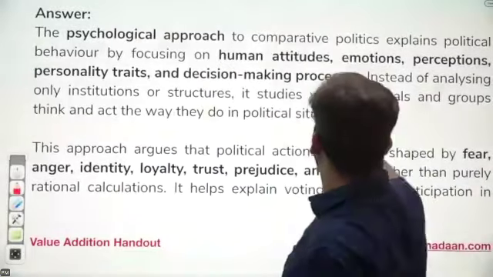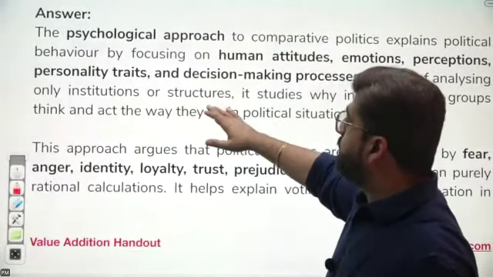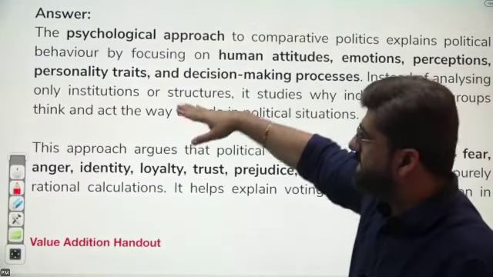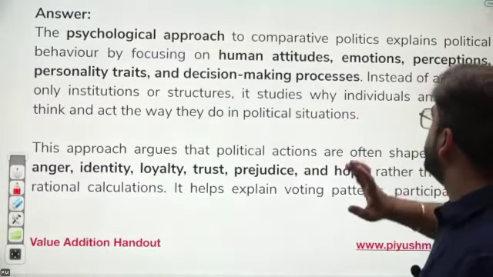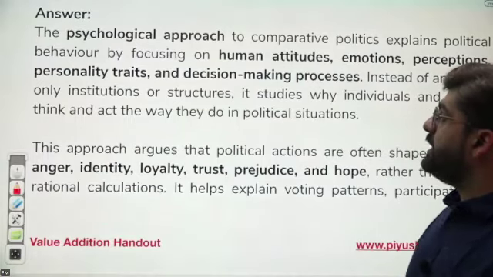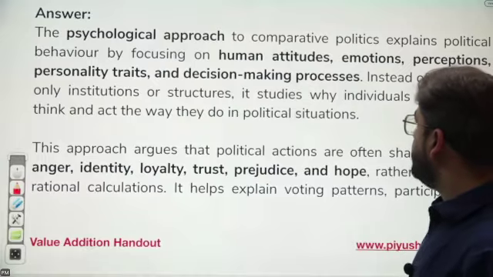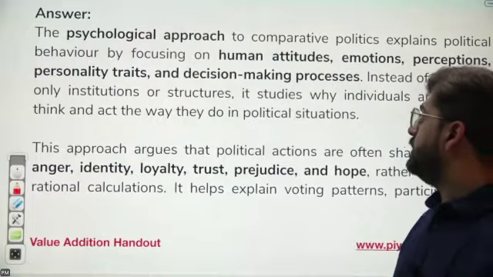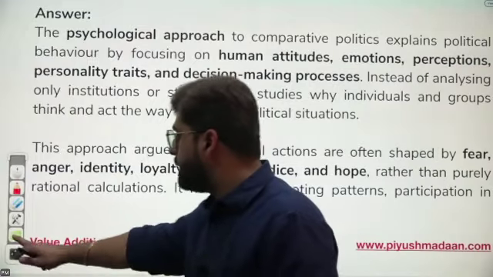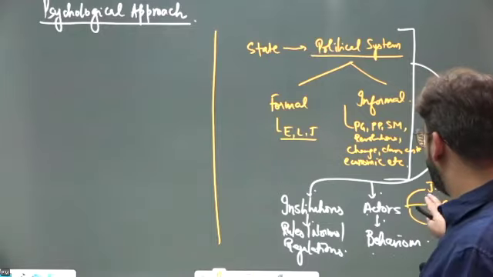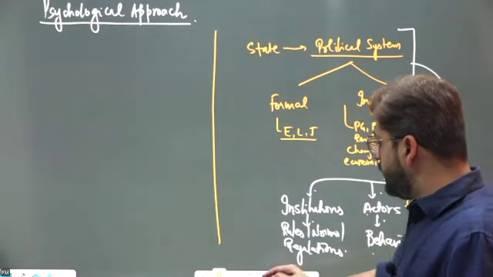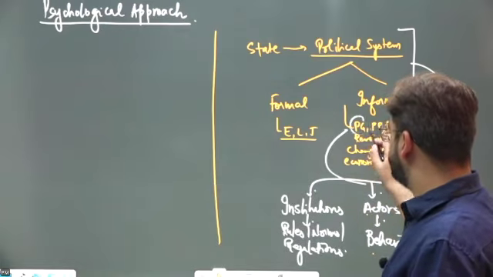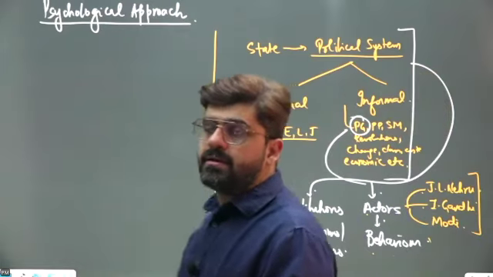The psychological approach explains political behavior by focusing on human attitudes, emotions, perceptions, personality traits, and decision making processes. Instead of analyzing only institutions or structures, it studies why individuals and groups think and act the way they do in political situations. Meaning, why individual actors, or if I make it a group of actors. Don't you think if I make it a group of actors, I will reach here? Why they act in a certain manner.